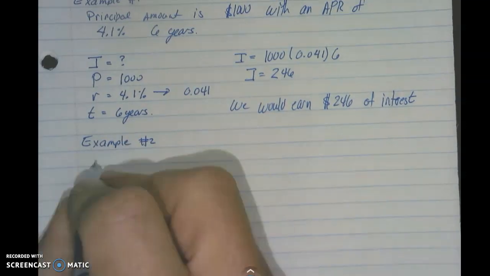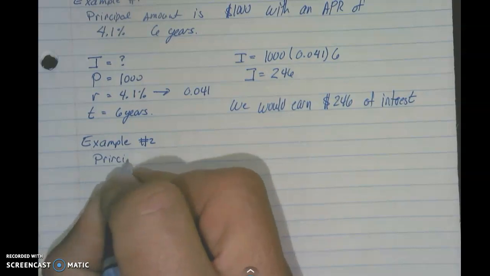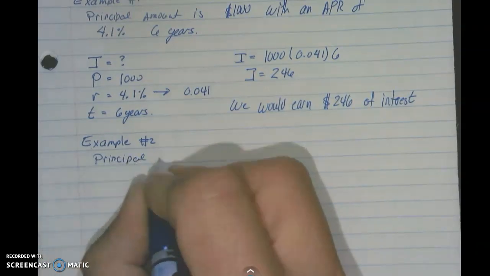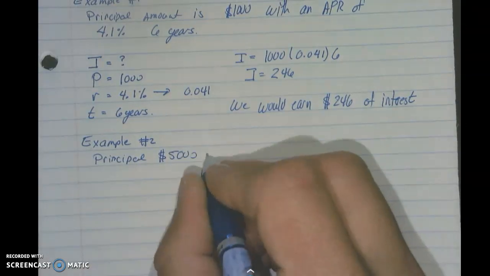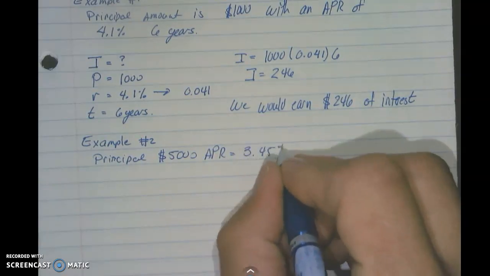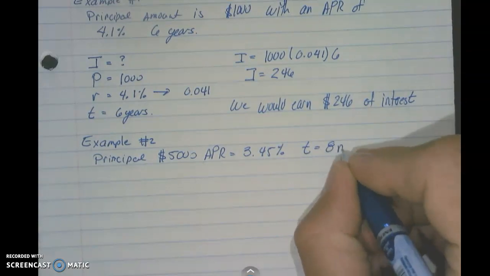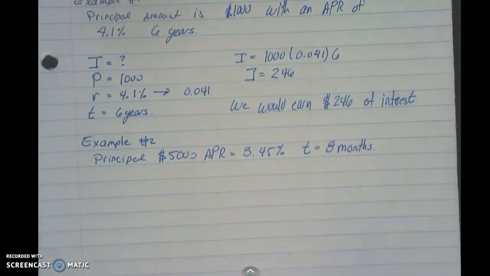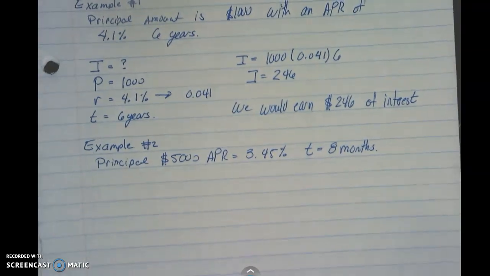Second example, we're gonna say that our principal amount's gonna be $5,000. Your APR is gonna be 3.45%, and your time is going to be 8 months. Okay, so this would be like if we took a CD, a certificate of deposit, to the bank, and we're going to let it sit there for 8 months. What would be our expected interest?